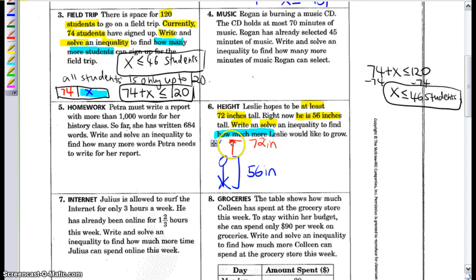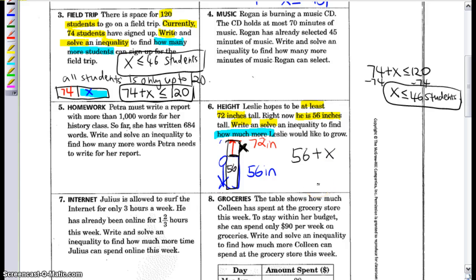Now there's obviously an amount that he has to grow right here. So if this became like a little bar, we know that this part of the bar is 56, and then we have this missing part that he's going to grow, and that's going to be our x. So if I were to add 56 plus x, then we know that'll be the height that he wishes to be.